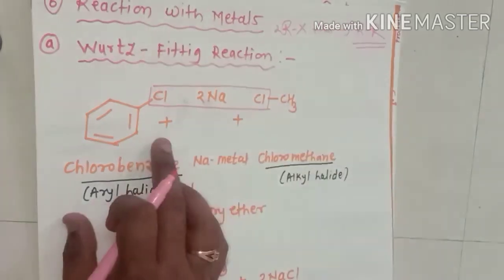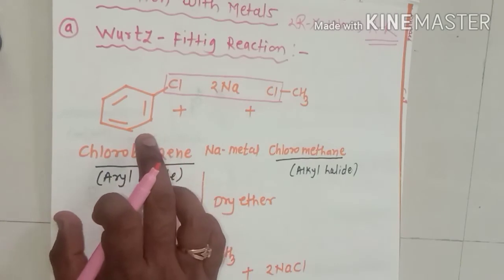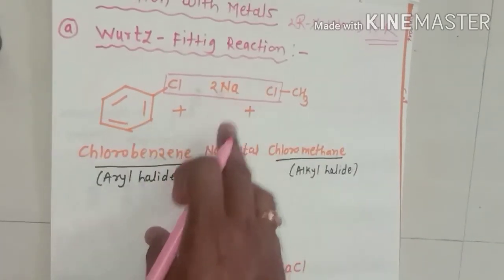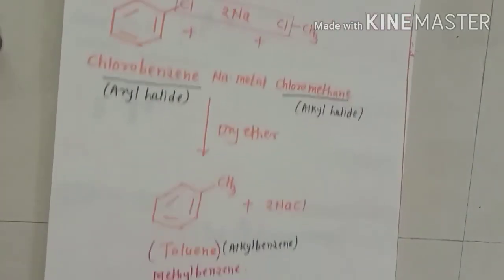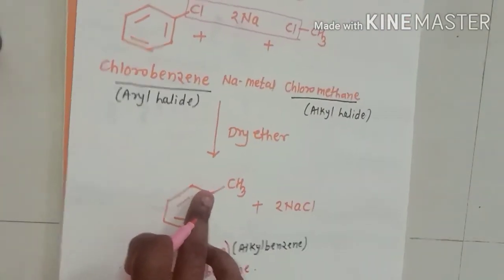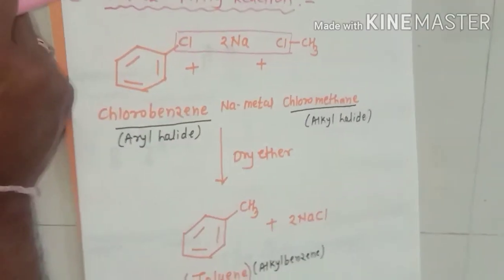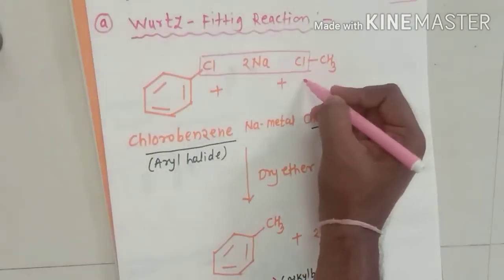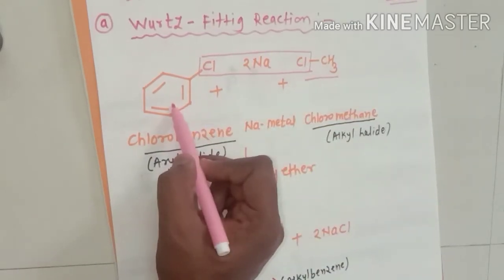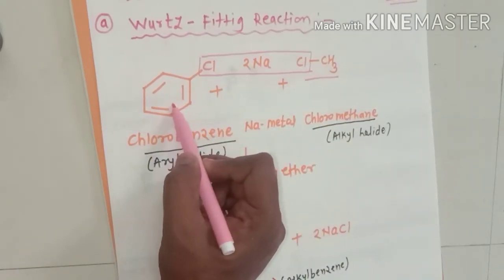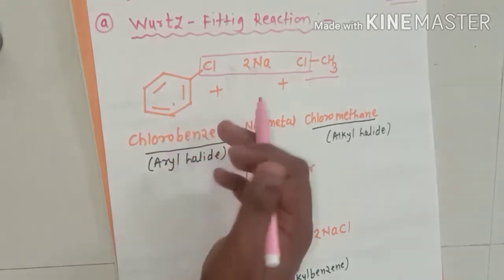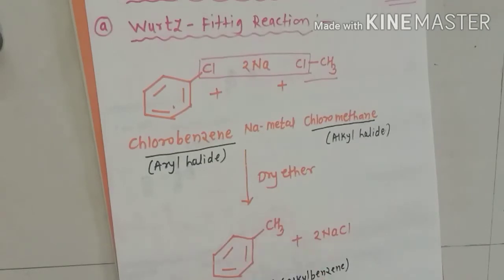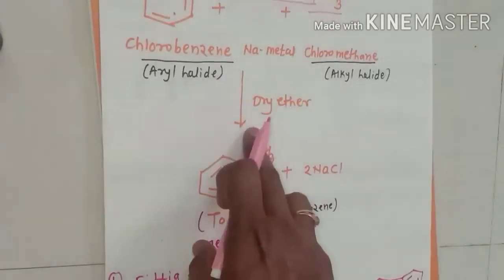But when we treat one alkyl halide molecule and one aryl halide molecule with sodium metal in presence of dry ether solvent, then we get alkyl benzene product. This reaction is called Wurtz-Fittig reaction. We discuss the Wurtz-Fittig reaction. Here we take one molecule of alkyl halide and one molecule of aryl halide. When these two molecules are treated with sodium metal in presence of dry ether solvent, then we get alkyl benzene product.